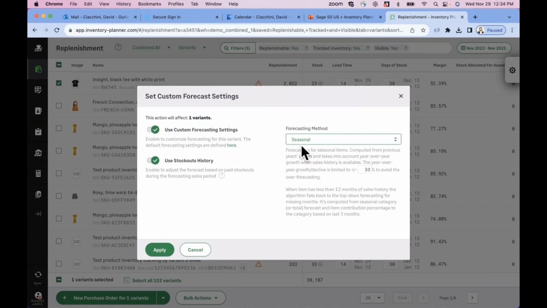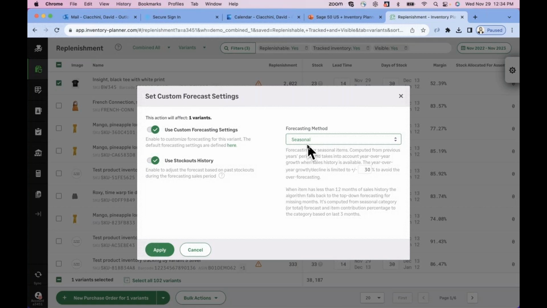And then last but certainly not least, we have seasonal. So the seasonal forecasting method. This is what I was explaining back in the PowerPoint. So here's a situation where the item actually is seasonal. It spikes or pops in sales during certain times of the year. And if that's the case, you would want to set that SKU or that product to seasonal.